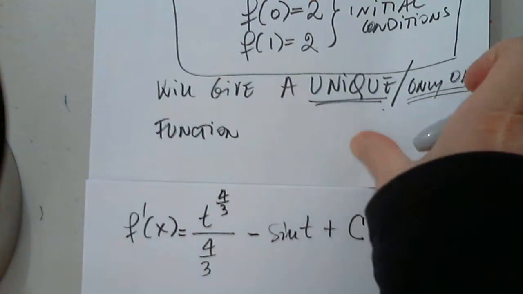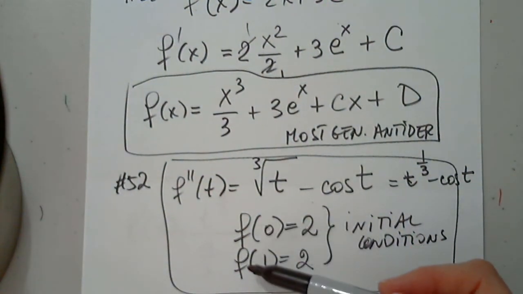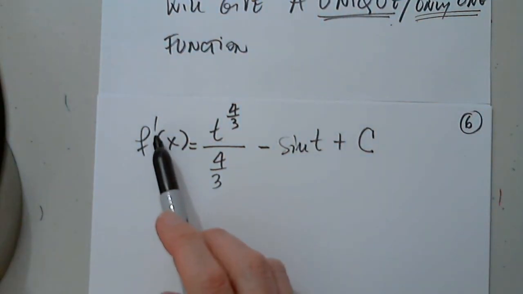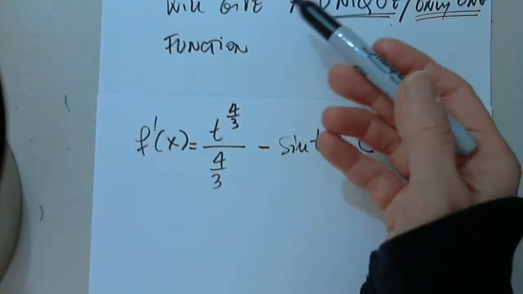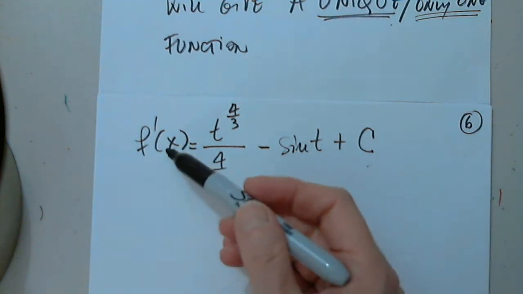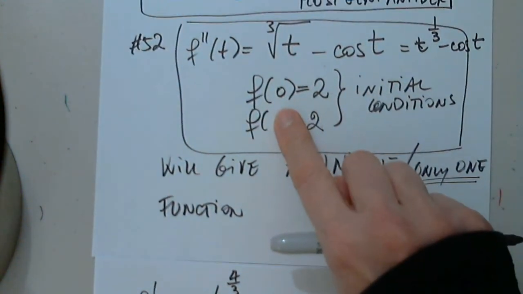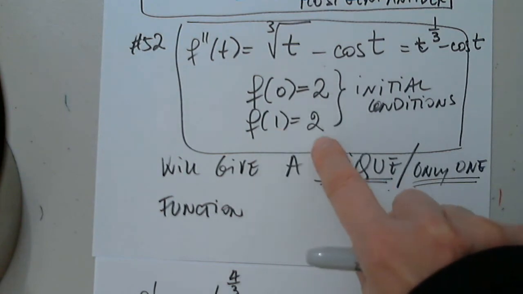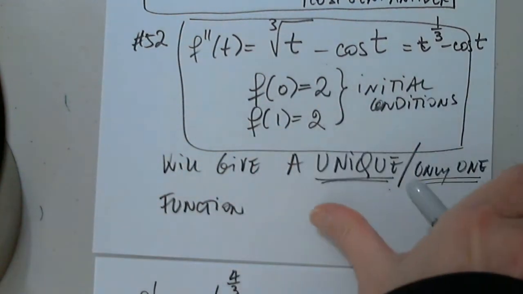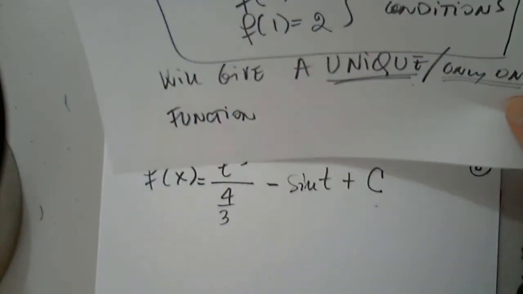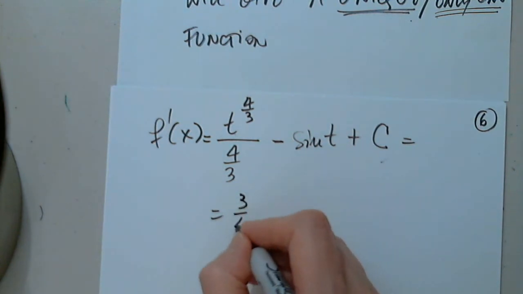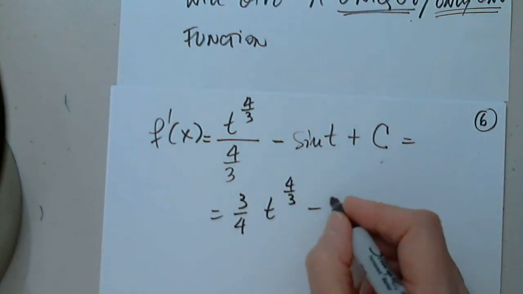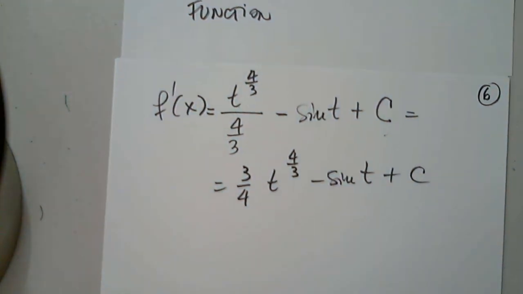I stop and look at the conditions. Am I given a condition for f prime? No. So I have to continue. If I were given a condition for f prime, I would have found c immediately, but I can't. I don't have any information about f prime. I am given 2 points for f, 0, 2, 1, 2. But I'm not given any information about f prime. So I have to continue. So I'll flip this. So I have 3 over 4 t to 4/3 minus sine t plus a constant c.